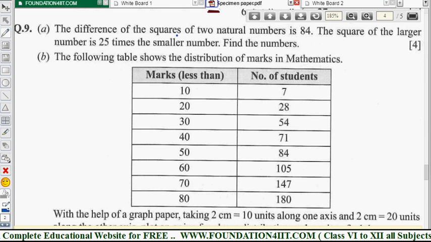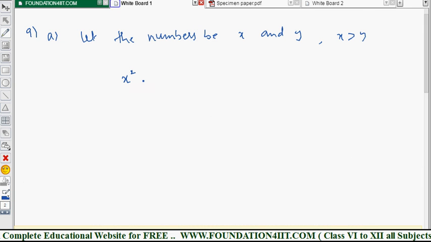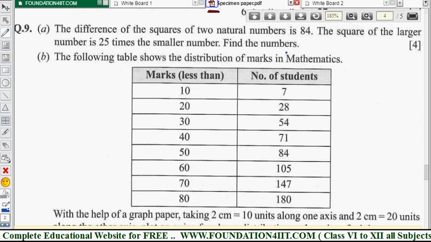The difference of squares of two natural numbers is 84. So the difference of squares means x square minus y square is 84. x square minus y square is equal to 84. This is as per the question, the given data. This is the first equation.